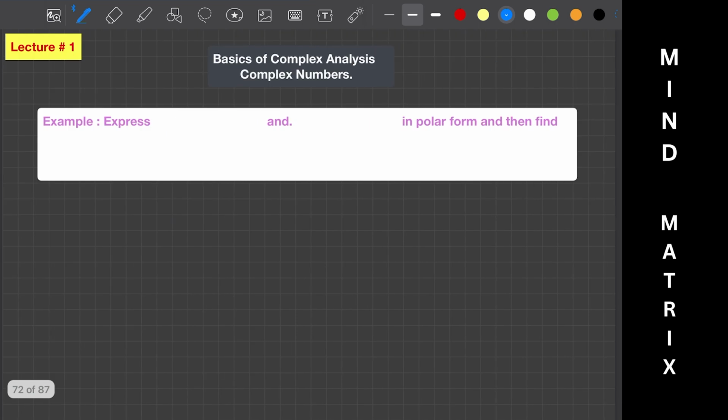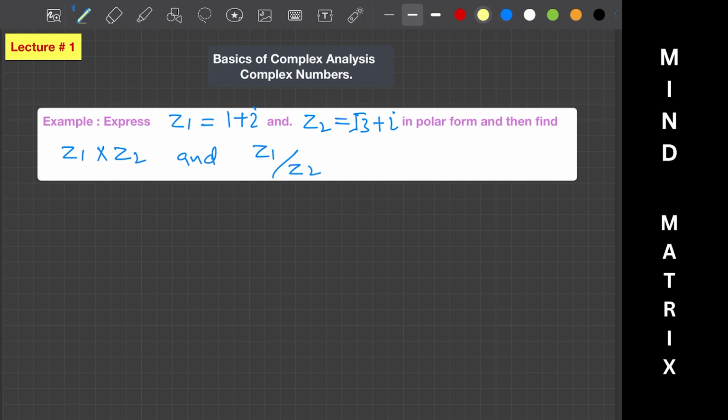Now let's solve an example related to the polar form of a complex number and get a better understanding of the multiplication and division rule. So let's say we have a question: express z1 equals 1 plus iota and z2 equals under root 3 plus iota in polar form, and then find z1 cross z2 and z1 divided by z2. Now we are going to solve this question, as we have z1 equals 1 plus iota.